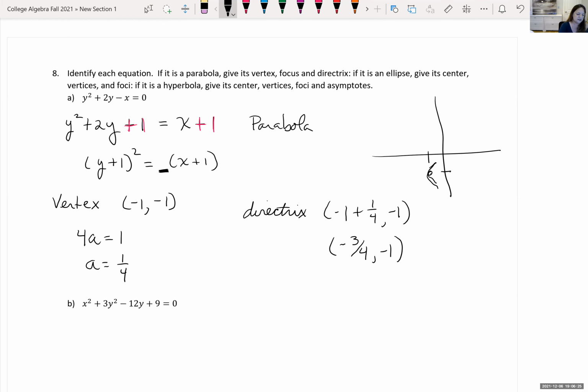That's not our directrix, that's our focus. I'm sorry. I'm a little out of it still. This is our focus. Our directrix is a line. When we're going to get that line, it's x equals because it's a vertical line. And so we have x is equal to, and to get there, we're going to subtract 1/4 from the x value of our vertex. So it's -1 minus 1/4. Our x is equal to -5/4. That's our directrix.